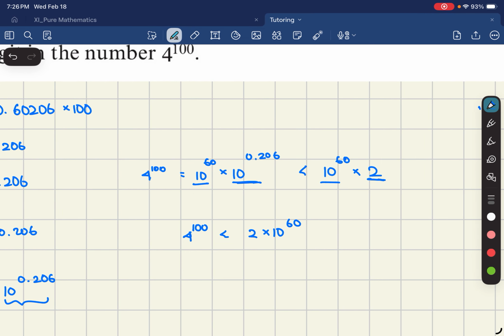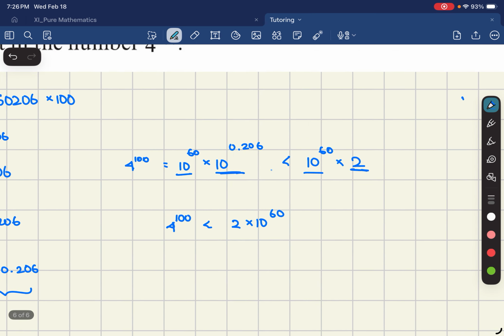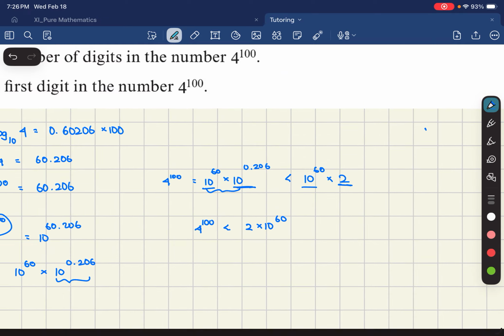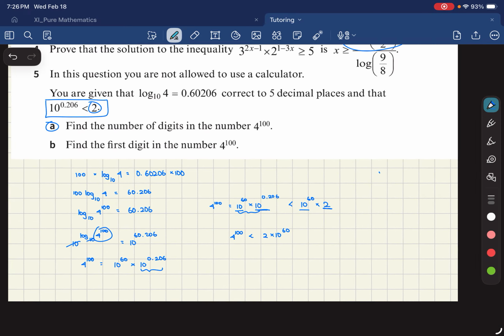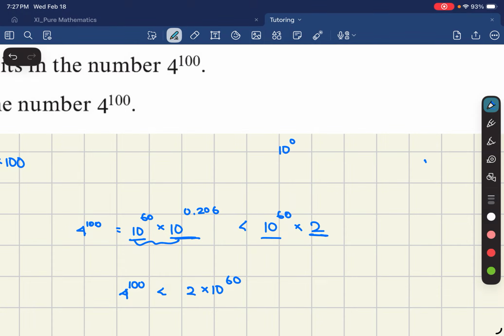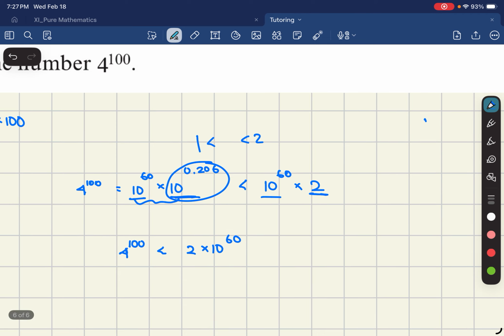So let's think about it. I think that to get the number of digits, we can use this as a clue. Well, 10 to the power 0 is equal to 1, right? And 10 to the power 0.206 is less than 2. So that means that it has to be between 1 and 2. So that is what we know, that this is between 1 and 2. So it's going to be 1 point something, right?